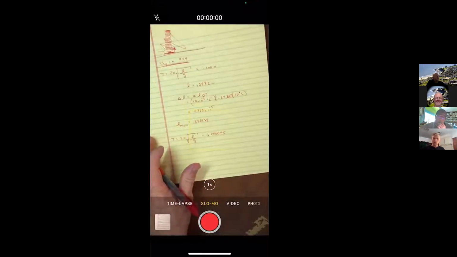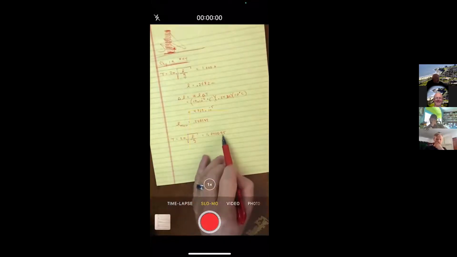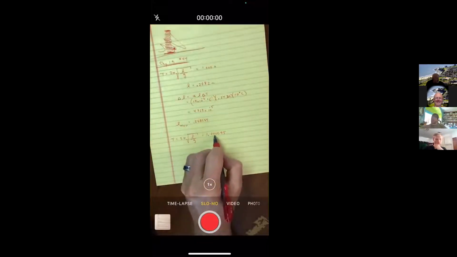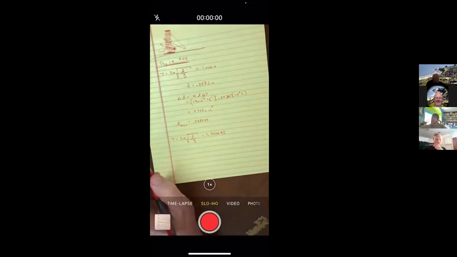Let me scan the answer here, see if I even got that part right. Yeah, the author says 9.50 times 10 to the minus 5. 1, 2, 3, 4, 5. Yeah. So not much there.